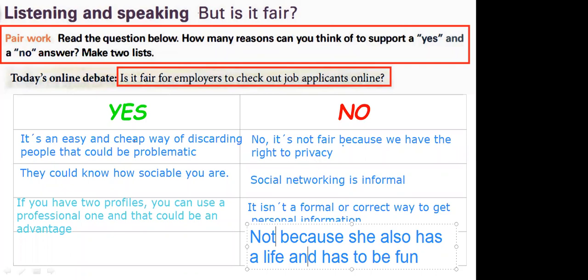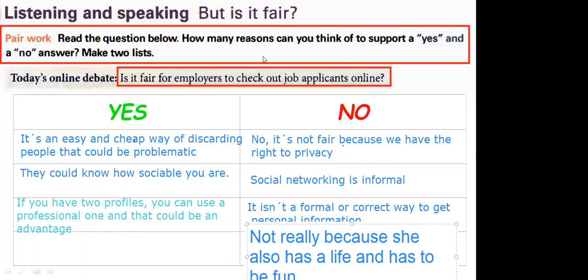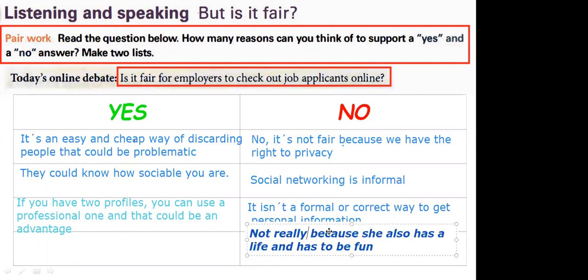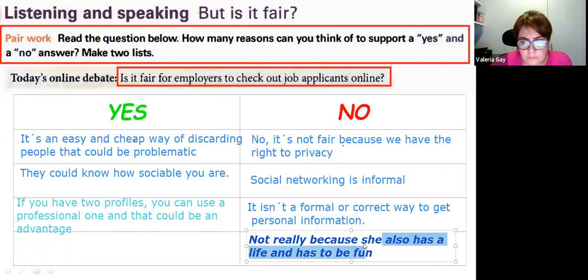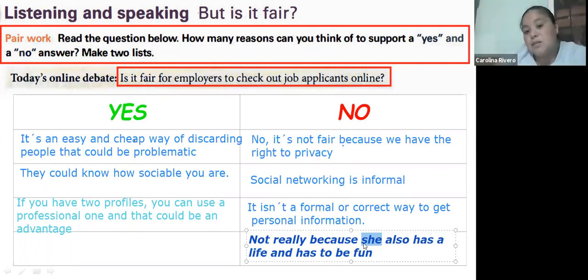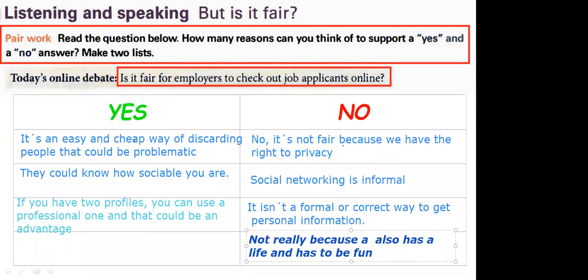You can say "not really," and that would be okay. I'm gonna lower the letters like that. Not really because she also has a life and has to be fun. Who is she? She in specific, or not really specific? Because a person. A person, yes. A person also has a life and has to be fun.